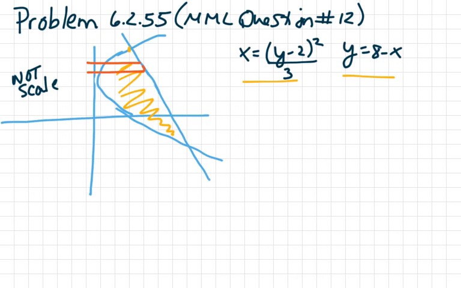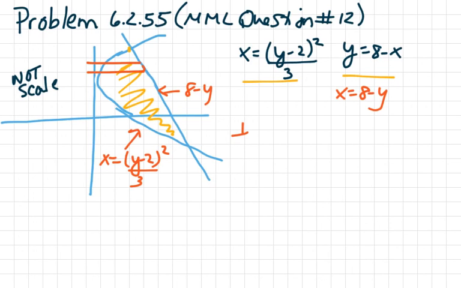Okay, so everything has to be solved for x. And over here I need to just fix this up so x is equal to 8 minus y. So here's your equation, 8 minus y. And this was already given in a nice format for you. This is x equals (y minus 2) squared divided by 3. So let's integrate with respect to y.